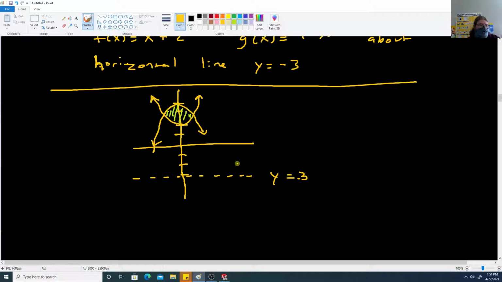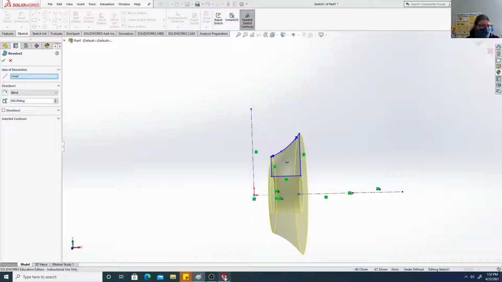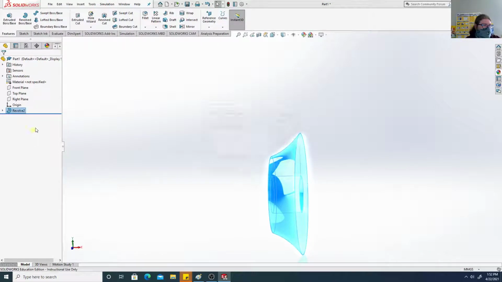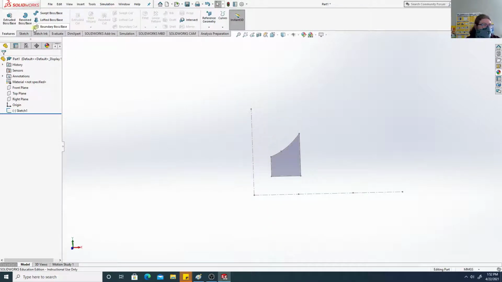So this is going to make kind of a ring shape when you revolve it. It'll look kind of like that. It's actually kind of a hard picture to tell what's going on. Let's see if we can sketch what the shape's going to look like, to give you all some idea of what it might look like.